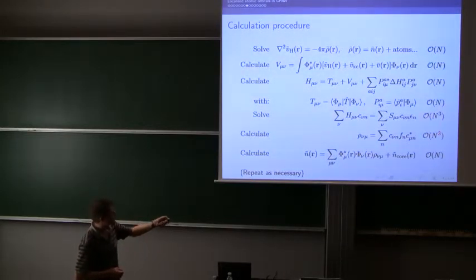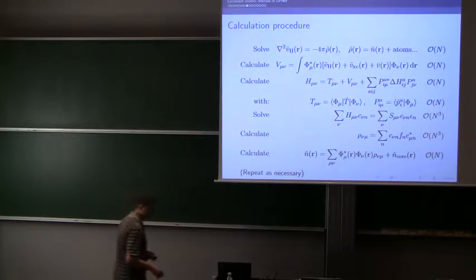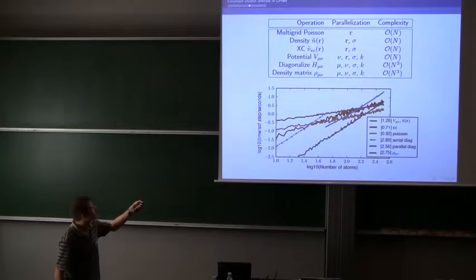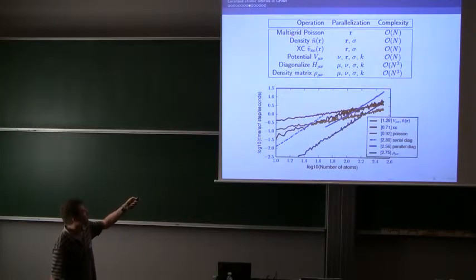So these two operations are the big problematic ones, because this is a matrix multiplication and this is an eigenvalue problem. They both scale cubically and they involve these matrices. If we take a look at how calculations actually run, we have the previously mentioned operations that can be parallelized over different things. There is the Poisson equation, density related operations, and potential related operations. They're basically parallel over space, whereas all the operations that involve these matrices must somehow be parallel over orbitals as well in order for it to scale well.